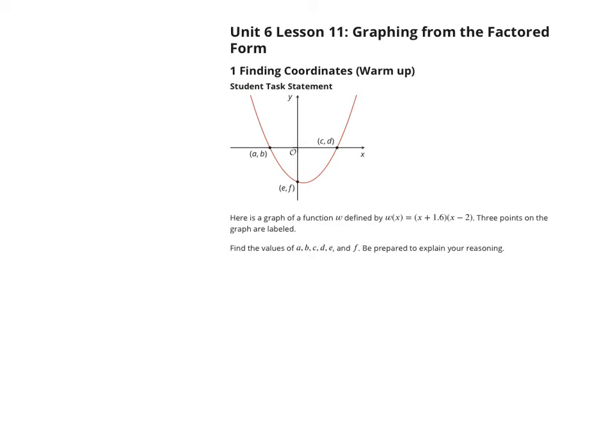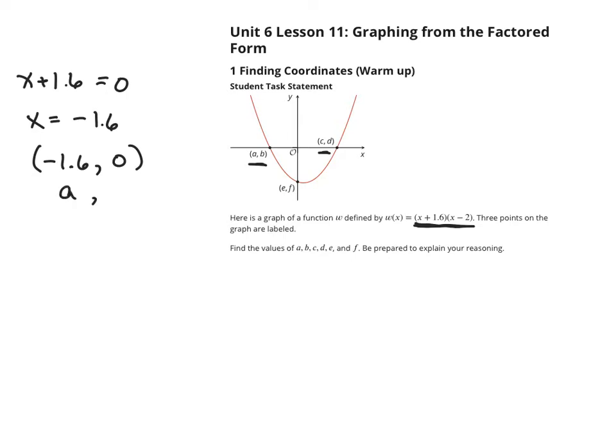So I know that this is an x-intercept and that's an x-intercept. And I get those from right here. So I can say that x plus 1.6, if I'm solving that for 0, because the solutions are called the zeros, I can say x equals negative 1.6. So that is negative 1.6 comma 0, because the y value is 0 at that point. So that is going to be A and B.